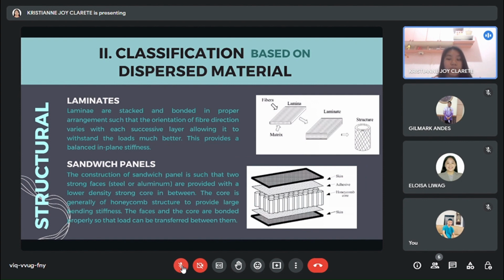So, as you can see in the figure, there is a skin or face that protects the inside material, adhesive to secure the attachment, and the honeycomb core which acts as the support to handle the bending loads. So, it is said that when the sandwich panel is bent, one face experiences compressive stress and the other is tensile stress. So, like earlier, it can also be used in aircraft, automotive, and construction.